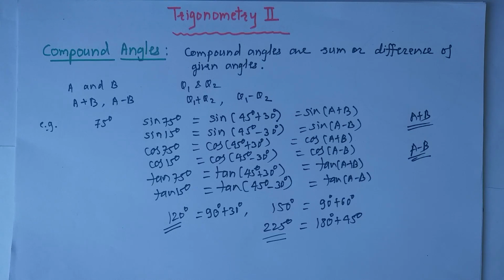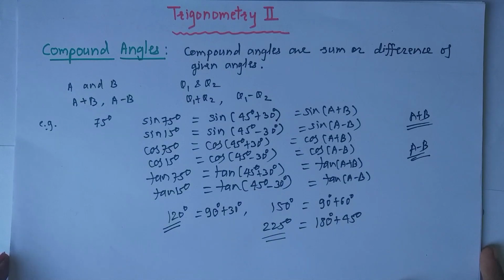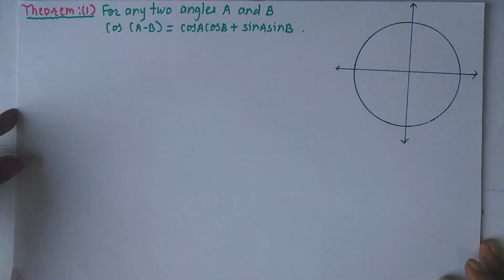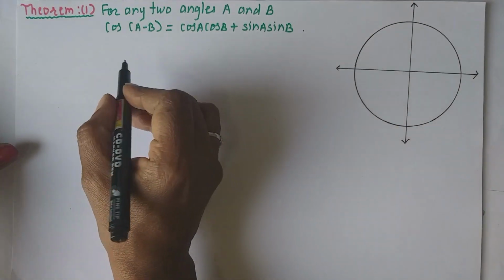Okay? And there is a theorem or formula. Let's see the first formula, and that first formula is given as theorem. For any two angles A and B, cos of A minus B is equal to cos A cos B plus sin A sin B. We have to prove this. This is our first formula.